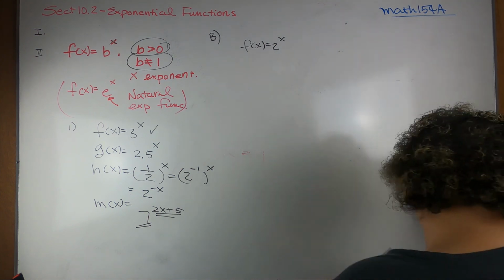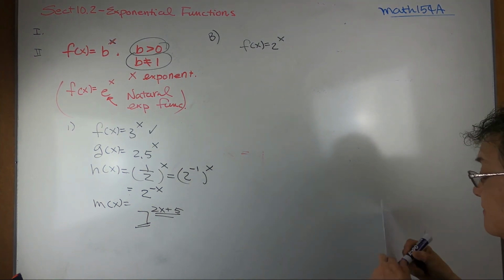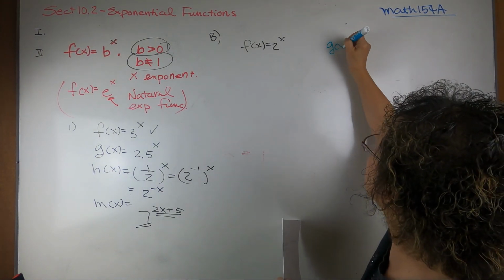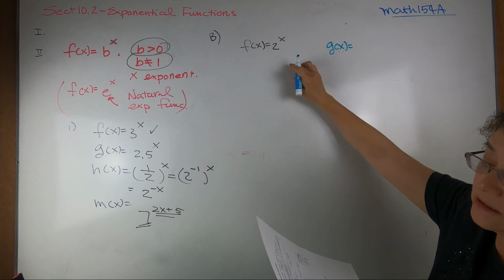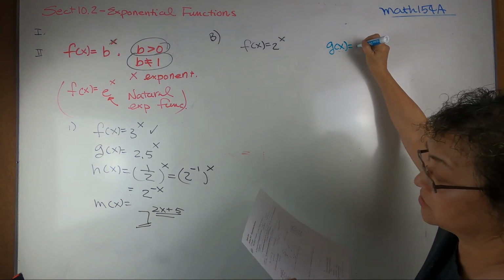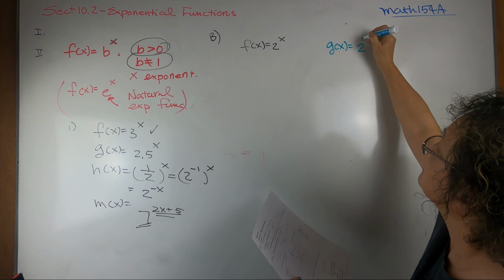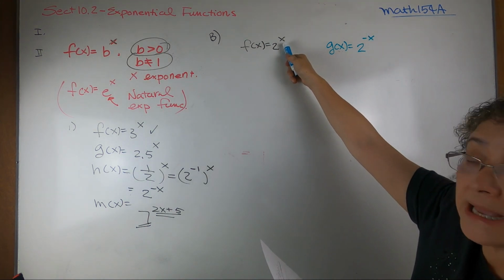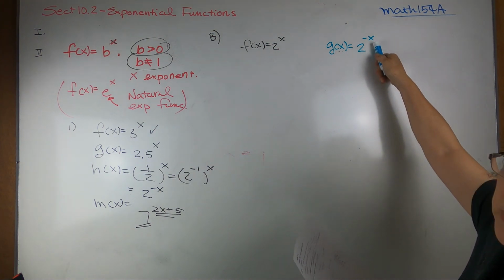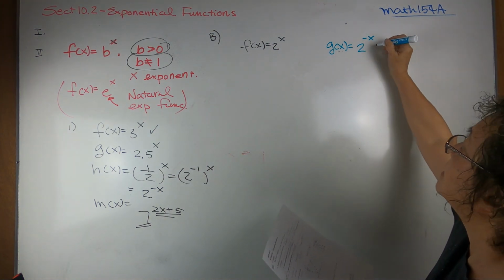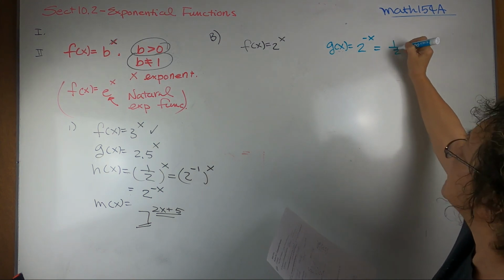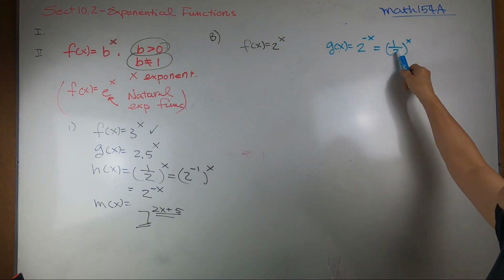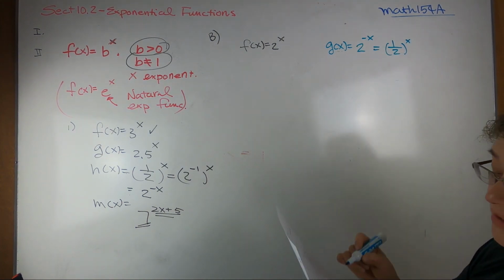Okay? And if I have g of x, another function, that looks like that. But if I write 2 to the negative x power, instead of regular x, you have a negative here, okay? So it's the same thing as half to the x power. See, they are the same. Half means 2 to the negative 1 power.